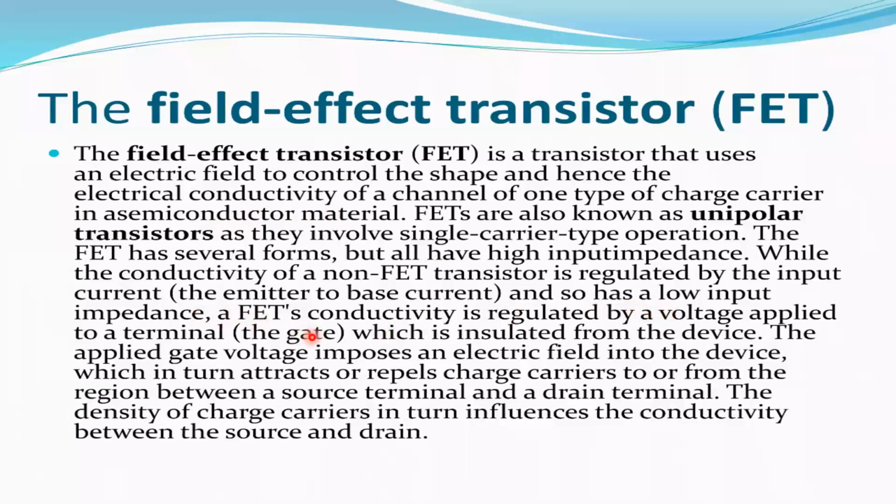A FET's conductivity is regulated by the voltage applied to a terminal, that is the gate, which is insulated from the device. The applied gate voltage imposes an electric field into the device, which in turn attracts or repels charge carriers from the region between a source terminal and a drain terminal. The density of charge carriers in turn influences the conductivity between the source and the drain.